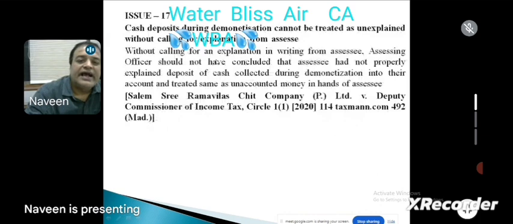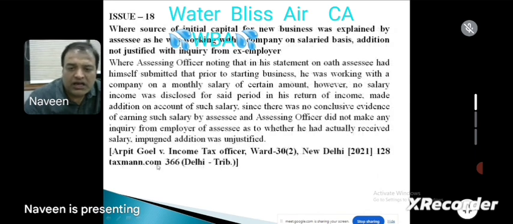Next one. Cash deposit during demonetization cannot be regarded as unexplained without calling for explanation from the assessee. This is Salem Sri Ram Vilas Chit Company, Madras High Court, delivered by the good friend Justice Vineet Kothari during those days. Without calling for an explanation in writing from the assessee, the assessing officer should not have concluded that the assessee had not properly explained the deposit of cash collected during demonetization into their account and treated the same as unaccounted in the hands of the assessee. One more interesting decision of the Delhi Tribunal.